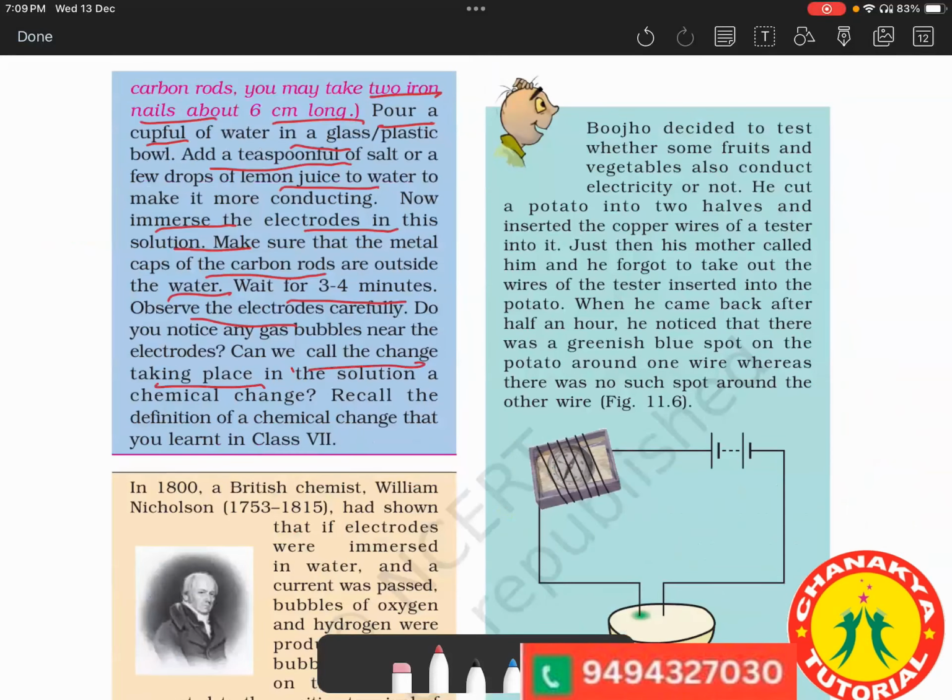Can we call the change taking place in the solution a chemical change? Yes, obviously. There are some kinds of changes according to which we can conclude if it is a chemical reaction or not. Those are either fumes coming out, the smoke we say, the air coming out, fumes, bubbles, or what else? Color change.